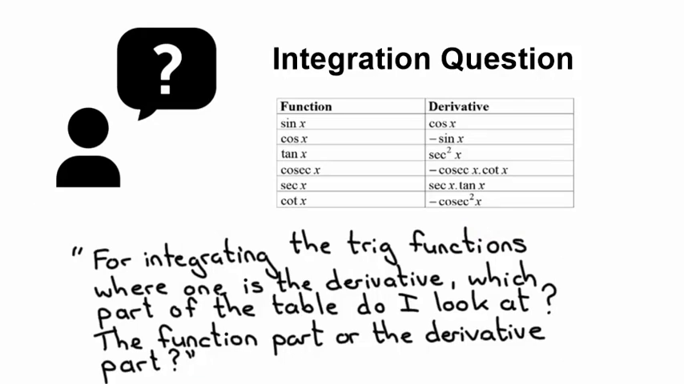Alright, so my student is asking, when you're doing integration where the function is trig and you can do it by inspection, she asks for integrating the trig functions where one is the derivative. So she's just meaning that, with inspection you need to see a composite function and its derivative, so that's what she's referring to. Which part of the table do I look at? The function part or the derivative part? And the table she's referring to is this table, which you get in the AP Maths formula sheet.